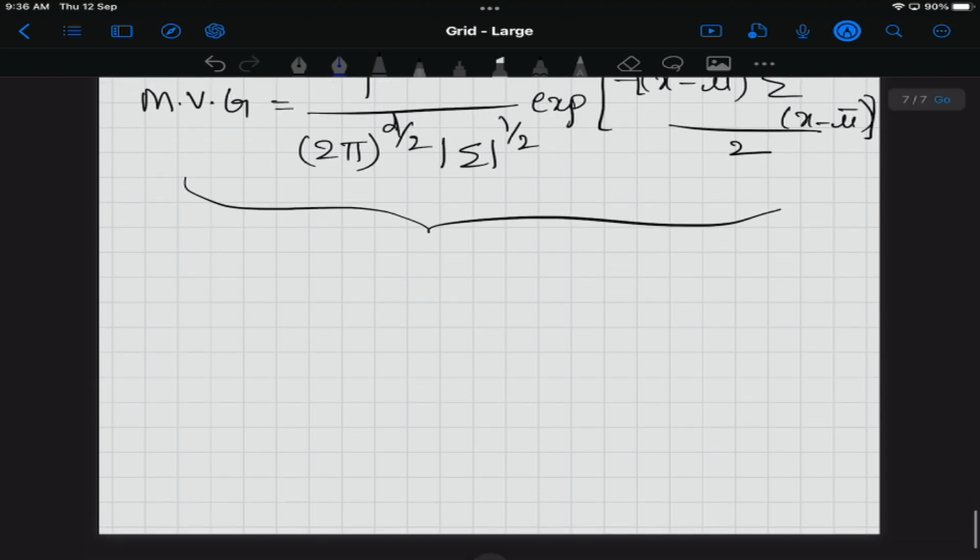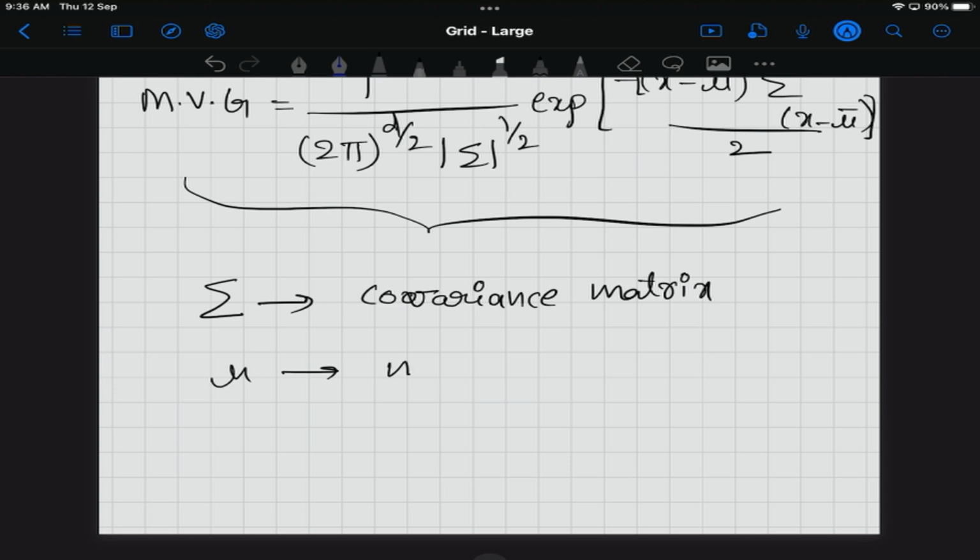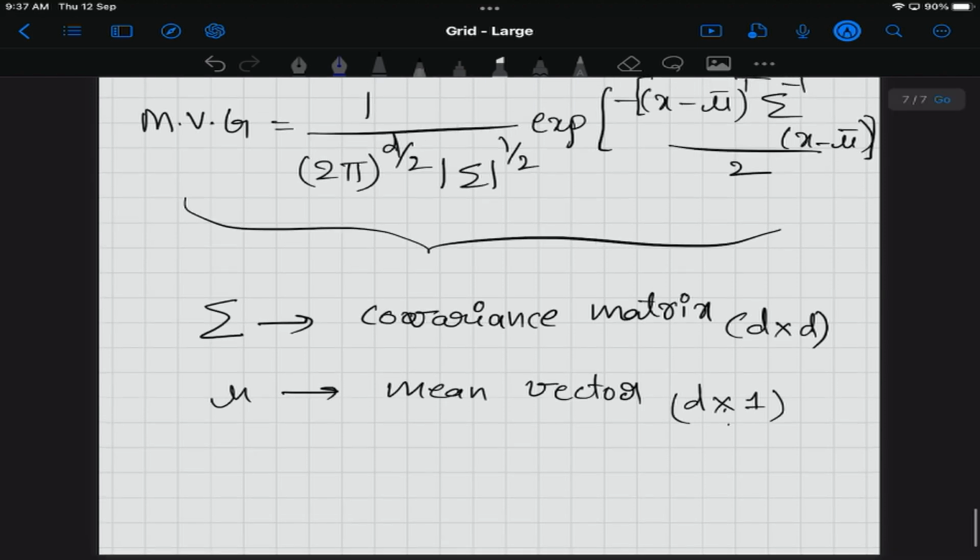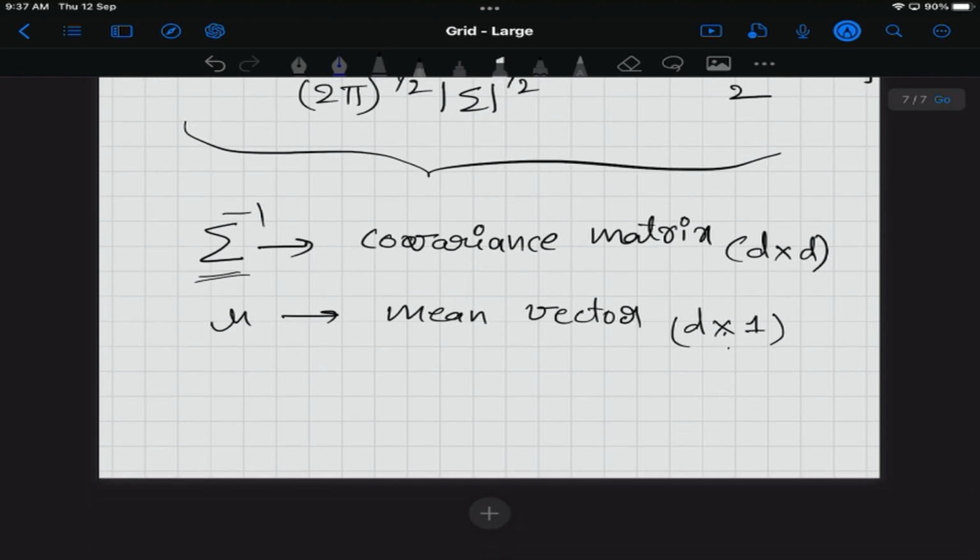Okay, so what is your sigma? Sigma is your covariance matrix, right? And mu is your mean vector. The dimension of this is d cross d, and this is your d, maybe 1 cross d or d cross 1. Okay. So now when will the inverse of your covariance matrix exist? Non-singular, yes.